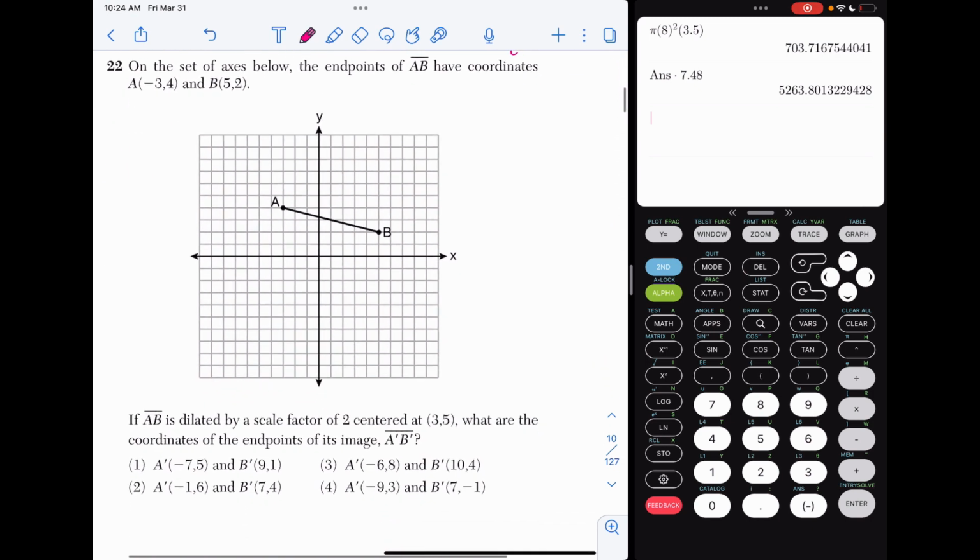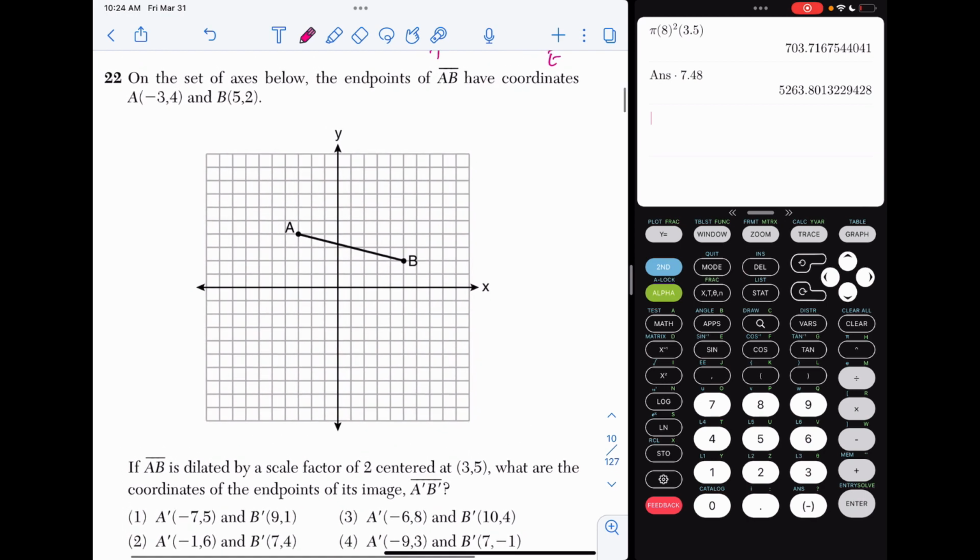All right, number 22. On the set of axes below, AB has coordinates -3, 4 as A and 5, 2 as B. If it's dilated by a scale factor of 2 centered at 3, 5, so I see a point here that they're talking about that's not plotted, so I'm going to go in and just put that's the center. What are the coordinates of the endpoints of its image?